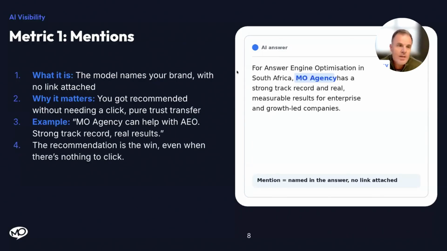Mentions. The model names your brand with no link attached. It looks like this: for Answer Engine Optimisation in South Africa, Mo Agency has a strong track record, real measurable results for enterprise and growth-led companies. Why it matters: you got recommended without needing a click. Pure trust transfer. The recommendation is the win, even when there's nothing to click. Again, what someone might do is go to a web browser and type in Mo Agency. Again, direct traffic.